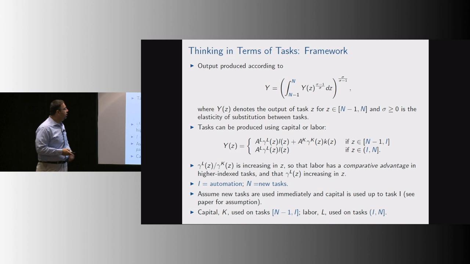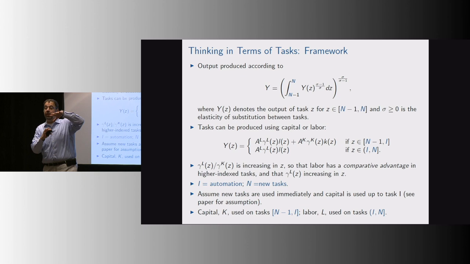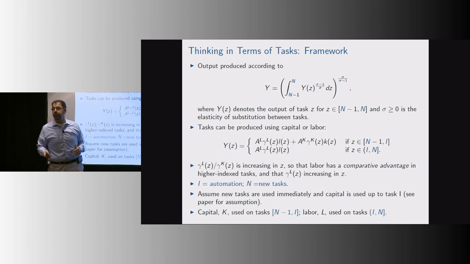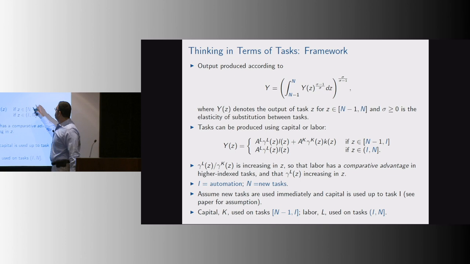Each task can be produced by capital or labor. So LZ is labor allocated to task Z. It's multiplied by a gamma L function, which is essentially its productivity in that task, and it's multiplied by AL, which is a factor augmenting technology. So we're not ruling out factor augmenting technologies, but we'll see that's not where the action is. But also, most importantly, some tasks are automated and can be produced by either capital or labor. So capital has exactly the same structure.